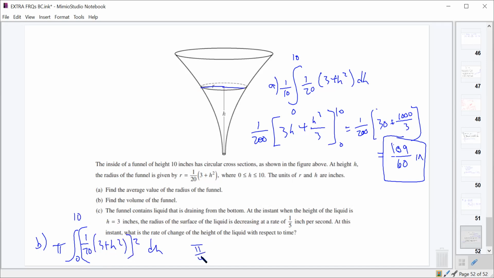And if we want to, pi over 400 integral 0 to 10 of 9 plus 6h squared plus h to the 4th dh, and then a bunch of arithmetic afterwards to come up with some answer. Do you guys want me to do the arithmetic on that, or everybody good with the setup there?